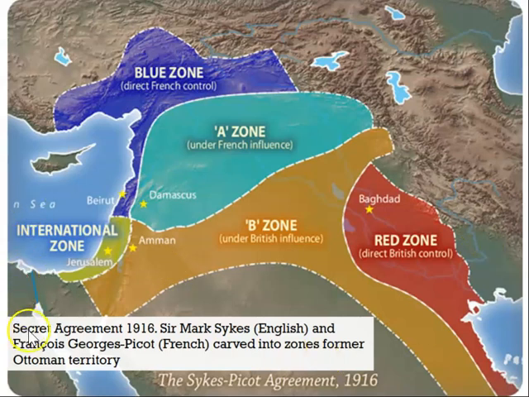By the way, the British already had really control of Egypt, and so they wanted to move into this area in what are called the zones B and red zone. And of course, the French are going to move into these blue zones and the A zone. So this was sort of their idea, their agreement, going back to 1916, before the end of the war. It's called the Sykes-Picot Agreement of 1916, a secret agreement.